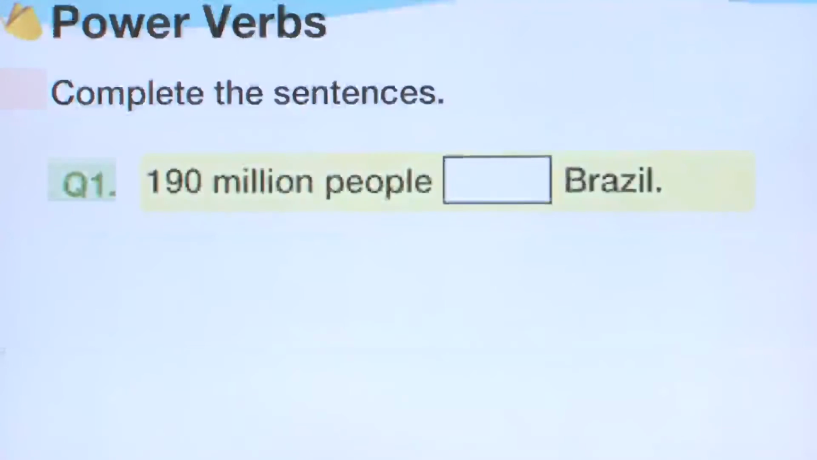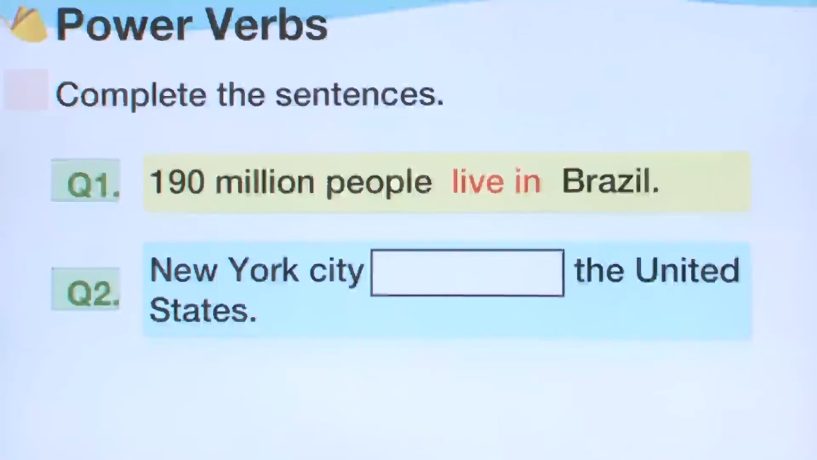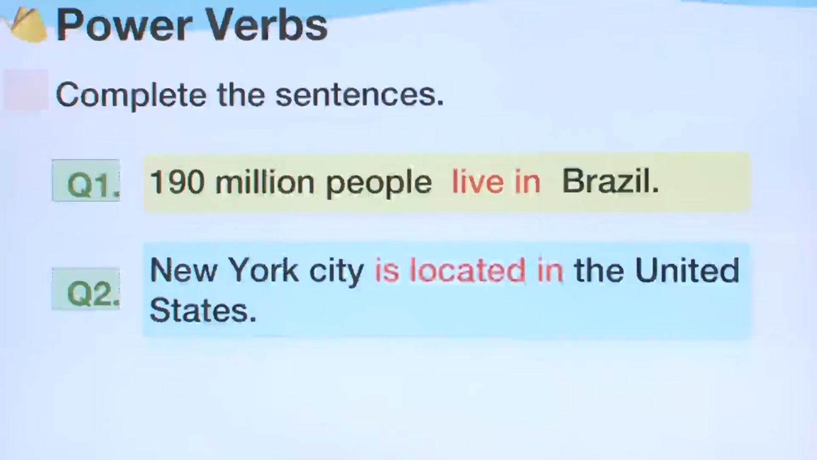Now let's have some fun. Complete the sentences. Number 1. 190 million people blank Brazil. Do you know? Can you remember? Right, it's live in. Live in Brazil. That's good. Wow. New York City blank the United States. What is that? What's the verb? Is located in the United States. Right. New York City is located in the United States.